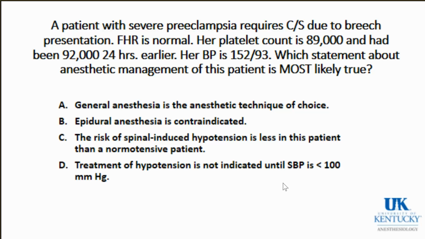So the answer would actually be C. She's got a stable platelet count. You could do neuraxial in this patient. And in terms of the spinal-induced hypotension, although it is a concern, studies have shown spinal-induced hypotension is more common in normotensive patients than preeclamptic patients. But you want to start treating drops in blood pressure once you're about 20% below your baseline. So you're going to start treating well above a systolic blood pressure of 100.